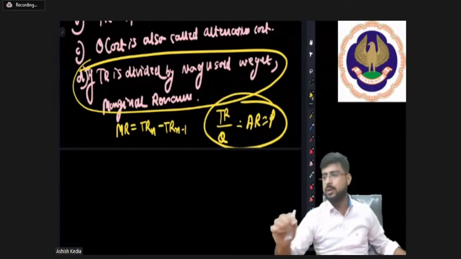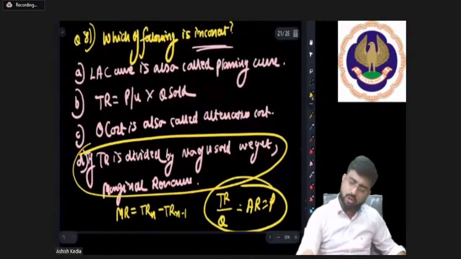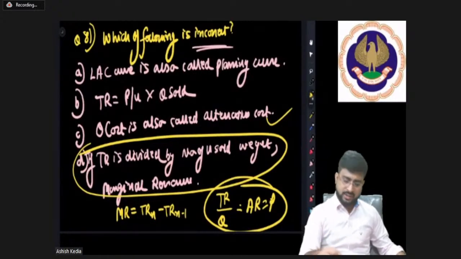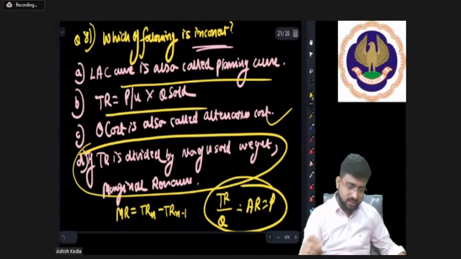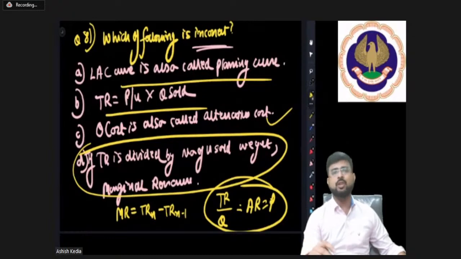So it's absolutely, obviously incorrect. Yes, opportunity cost is alternative cost because it is the cost of the next best alternative sacrificed. Yes, LAC curve is planning curve, envelope curve, blanket curve, correct. TR is this, correct. So D is incorrect. Why? Because it gives you average revenue, not marginal revenue. They have written marginal revenue.